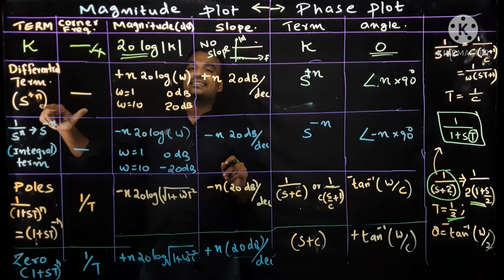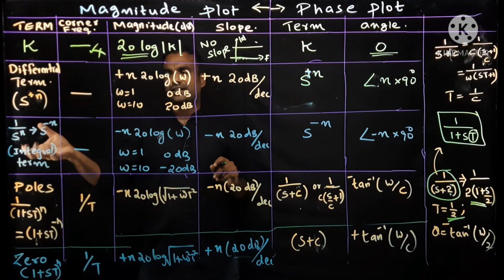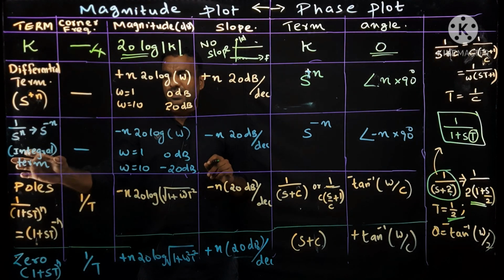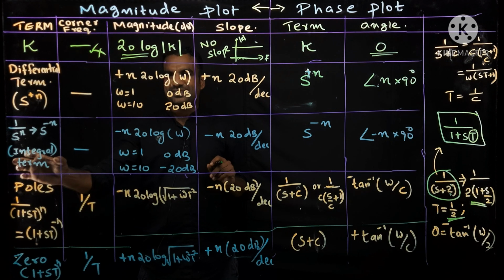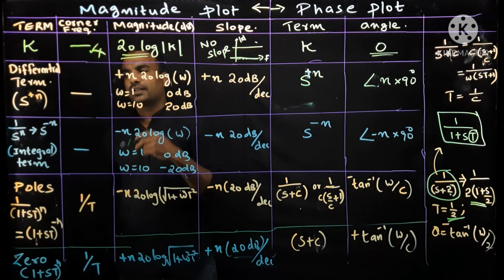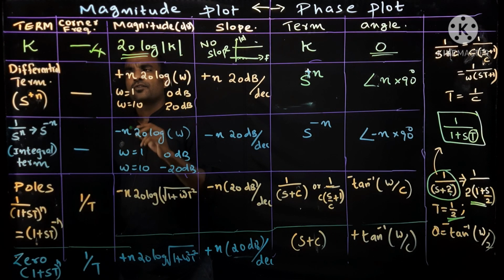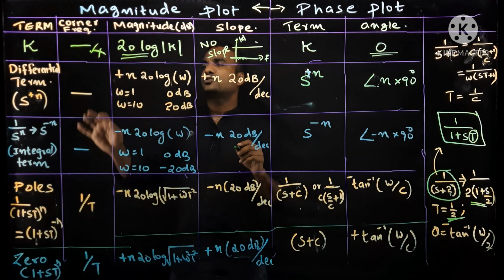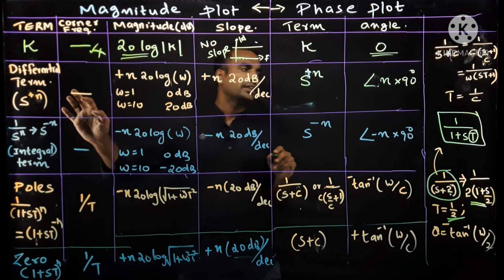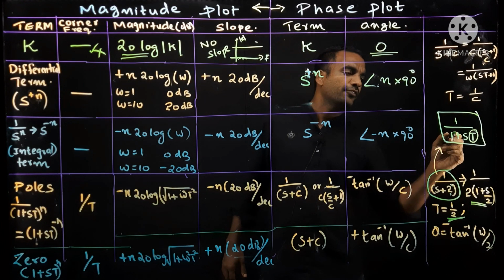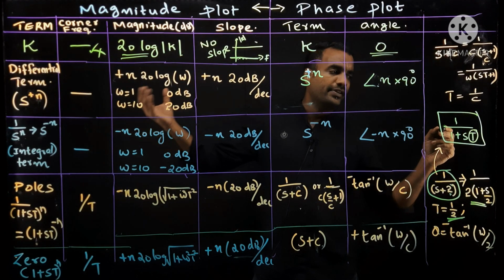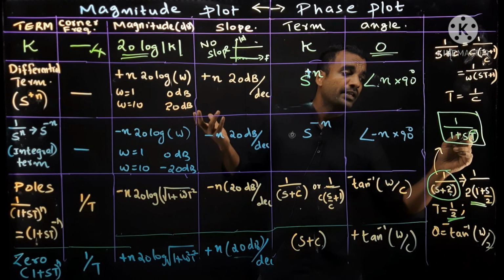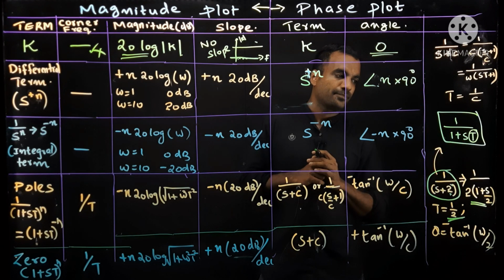If it is minus n, that means it is in the denominator. That we will come to later. The integral time is here. We will see it in the next session. But we know it also does not have a corner frequency. If some term has a corner frequency, it should be in this form.